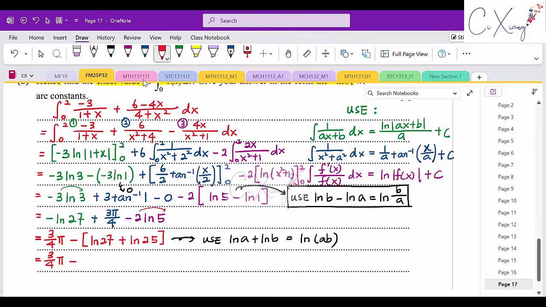You are having 675. Oh, the answer is not correct. Let us check, where's the careless mistake that we did? Okay, I realized a big careless mistake very early part here.